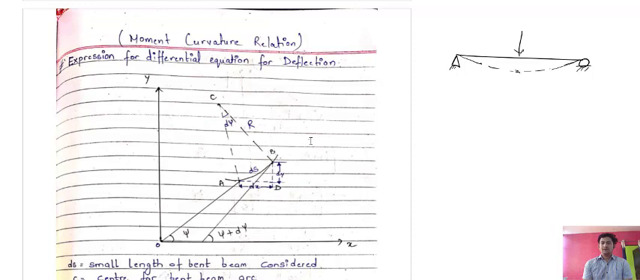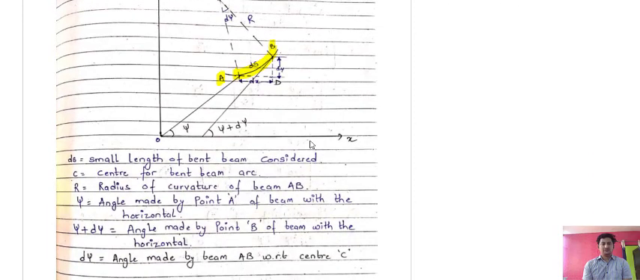So I am taking a small part here of the beam which is deflected, that part is ds. When we are taking this small length of the structure, I have taken a small length ds. This is the length AB. A is this point, B is this point. From A to B, the length is ds. This is the small part of the beam which is deflected. So ds is the small length of the bent beam considered.